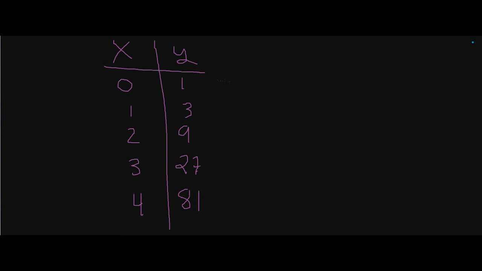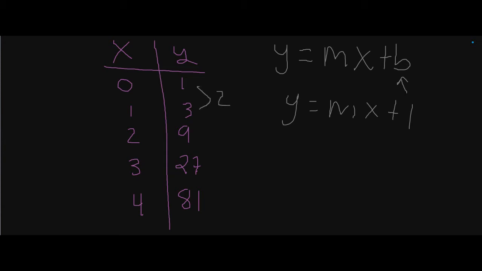Now, maybe one of the natural things to do is to make a linear equation, right? We have y is equal to mx plus b. If we try doing that equation, we know the b is our starting value. Well, that only happens when x is 0. So we have y is equal to mx plus 1. Now, if we wanted to find out what our slope is, basically the rate of change, what it's increasing by, we do 3 minus 1 to get 2, 9 minus 3 to get 6.